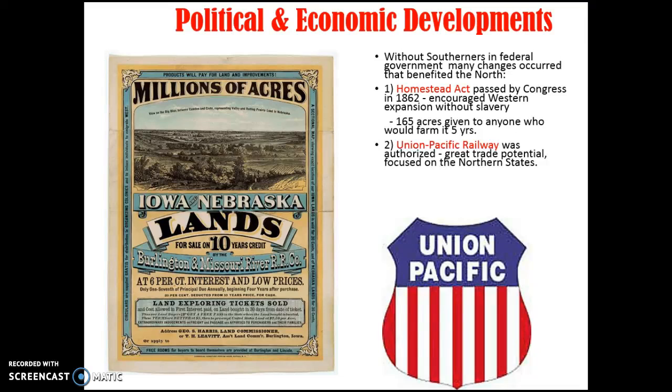You're going to have the Homestead Act passed by Congress in 1862, which encouraged Western expansion without slavery. 165 acres were given to anyone who would farm it for 5 years. That was free land. The Union Pacific Railroad was authorized, where you have great trade potential focused on northern states, and tariffs were put in place to protect northern industry. And remember, tariffs are taxes.